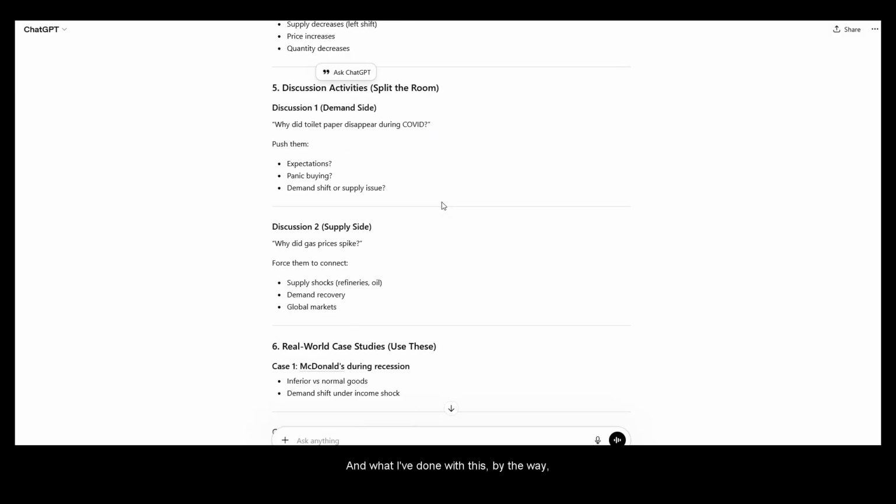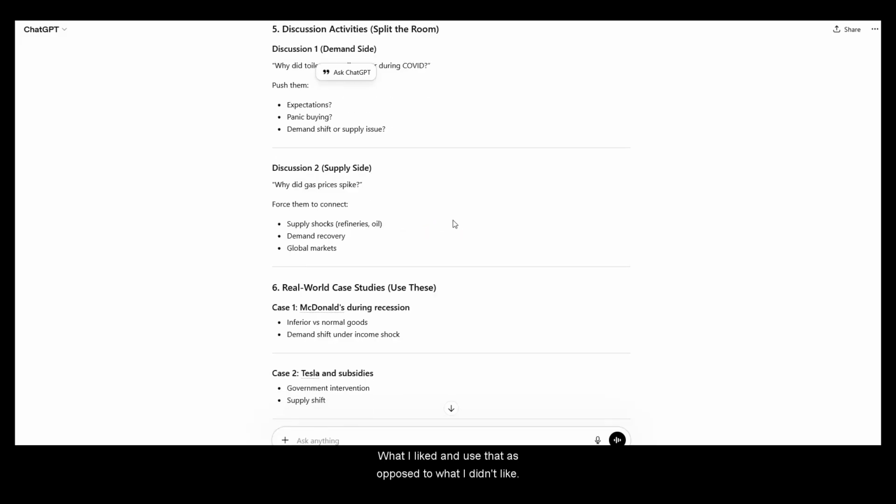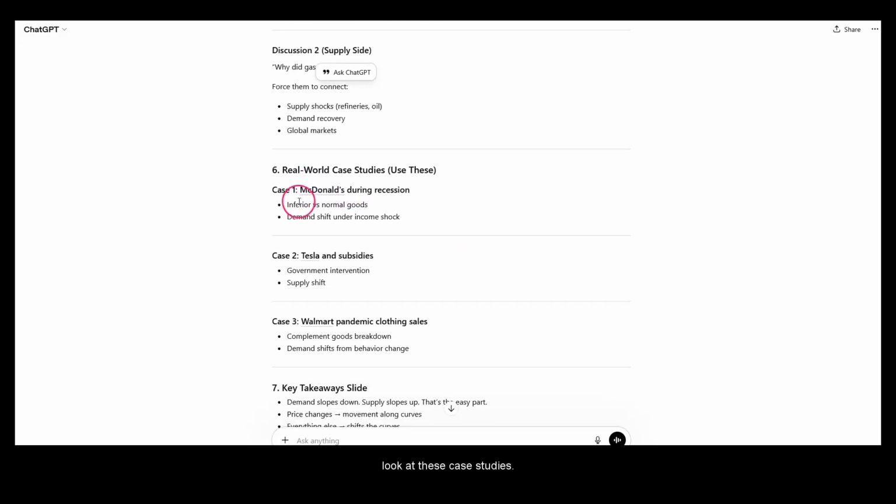And what I've done with this, by the way, is I just told it to paste it on the screen because I want to look at it. Because right now, in this current iteration of AI, it can do PowerPoint slides, but I don't think it does them very well. So what I've just told it to do is just put it onto the screen, and then I would manually put that into the PowerPoint after I saw what I liked and use that as opposed to what I didn't like. So like, look at these case studies.